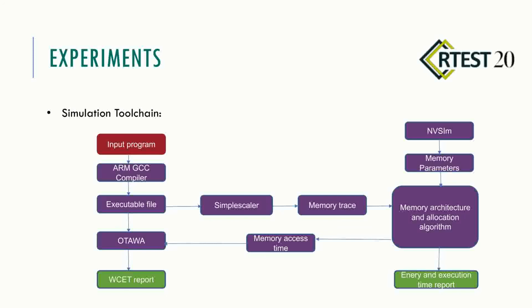We use this one, and also the executable file of the program, as inputs of Otawa. Otawa is a tool that we use to calculate the worst case execution time of the program, and the output of Otawa is the worst case execution time report.